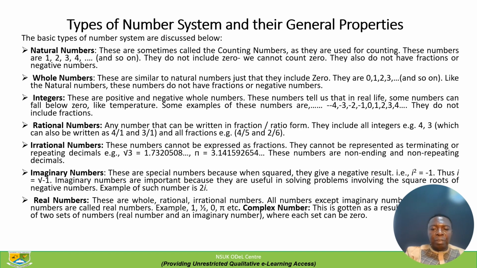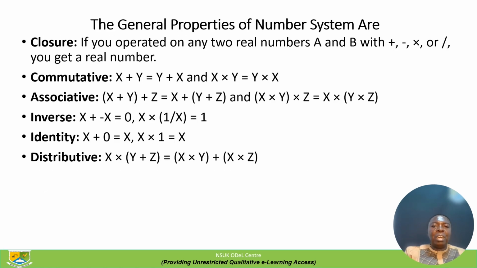Complex numbers. This is gotten as a result of two sets of numbers, real numbers and imaginary numbers. So when you talk about complex, where you're having two, we have real numbers and we have imaginary numbers, where each set can be 0. The general properties of number systems are: 1, closure.